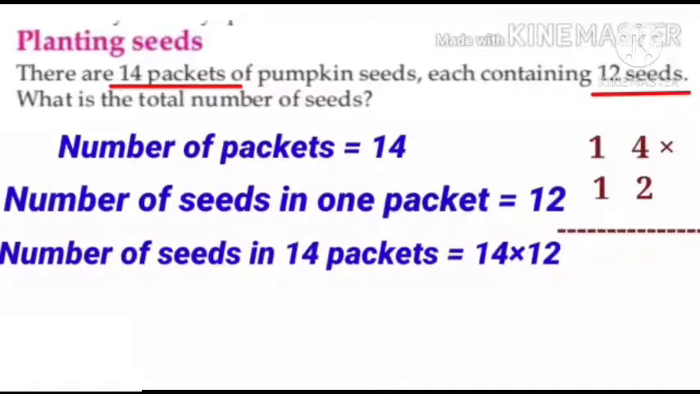First multiply 2 with ones place. That is 2 into 4. Yes, 8. So write 8 in the ones place. Then multiply 2 with the tens place. That is 2 into 1, 2. Then write 2 in the tens place.